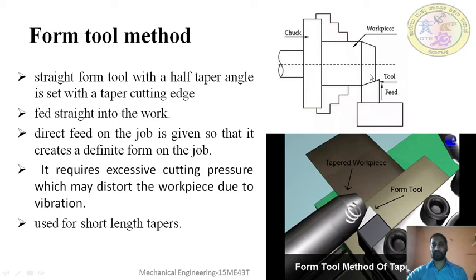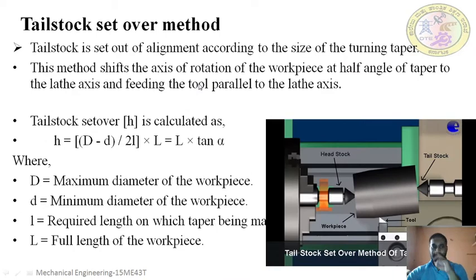Since the pressure developed is high, that may destroy the workpiece, so it is used only for a smaller length of workpiece. Whatever the length of the tool is, that much length only will be obtained on the workpiece. So the next method is the tailstock set over method.